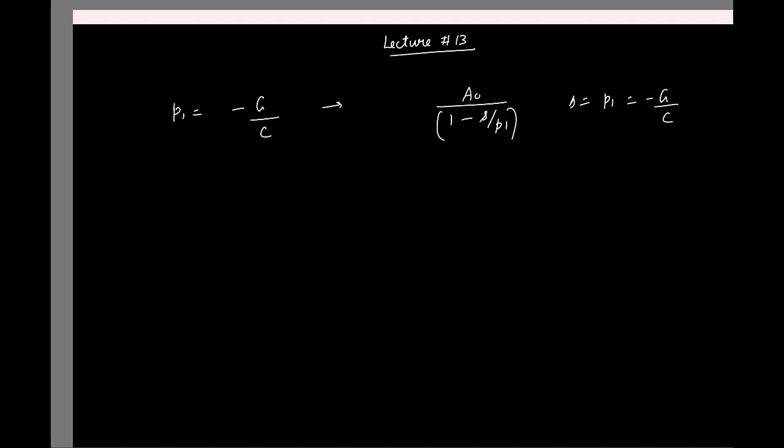But if I write the transfer function in this form, okay, then the pole location I'll have to write as plus D by C. Okay? I think in a couple of places I might have made some sign mistakes, so please take care.